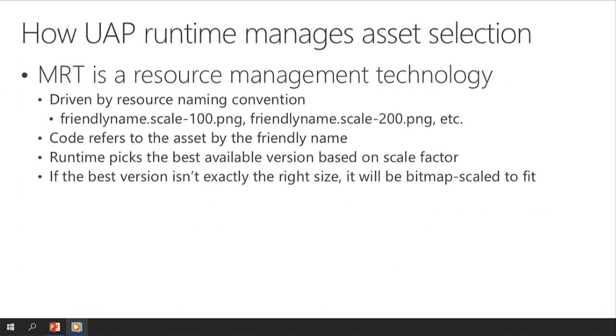And in your code, you just use the friendly name.png. You don't have to address the scale factor at all. And then at runtime, the runtime will pick the best available version. It'll look in your assets folder and it'll see, oh, I see a 100 and a 200 and a 400, and I'm running at, say, 150%. I will pick the 200, and that was the best one that's available, and then I will, if I need to, scale it down to fit, and the result should be pretty good.